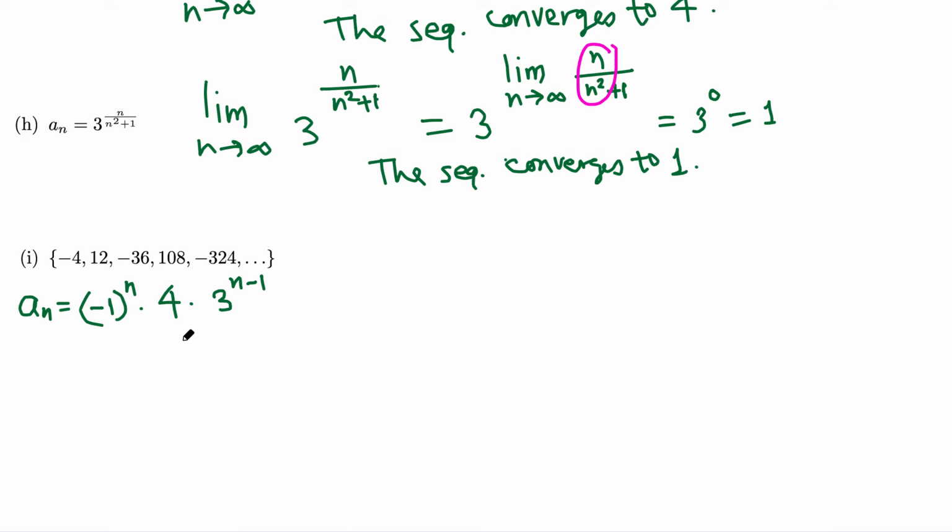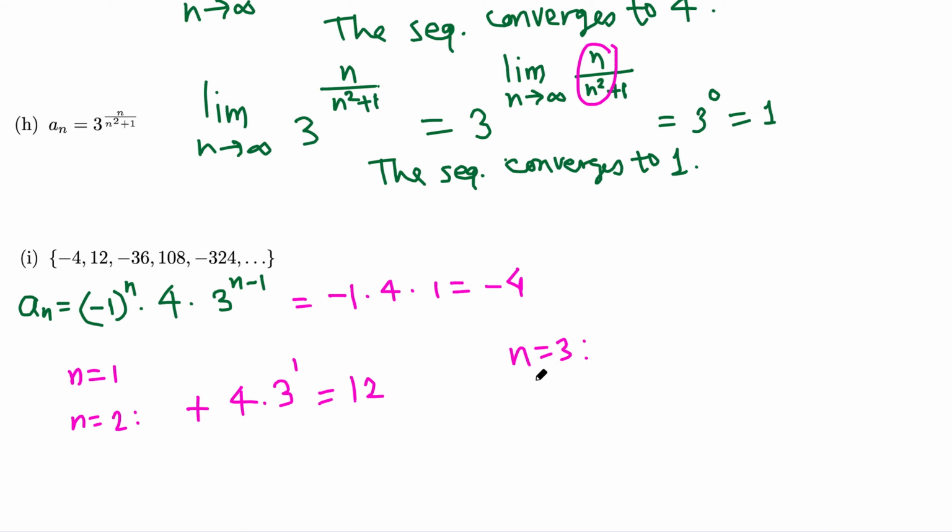I'm not sure. Let's check. We have to get the first term for n equals 1. For n equals 2, we have to get the second term, etc. When n equals 1, this is negative 1 raised to 1, that is just negative 1, times 4, and 3 raised to 1 minus 1, 0. 3 raised to 0 is 1. So that's negative 4. Yeah, that's good, at least for n equals 1. Let's try n equals 2. Negative 1 squared is positive, 4 times 3 raised to 2 minus 1, 1. 4 times 3, 12. Okay, that's the second term.